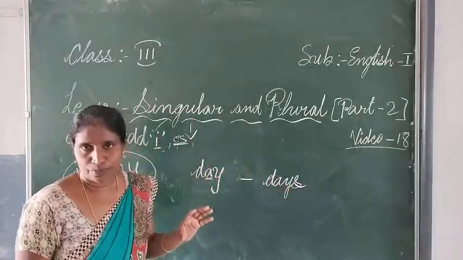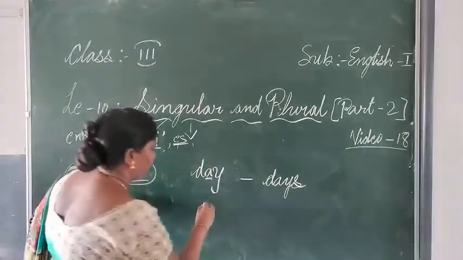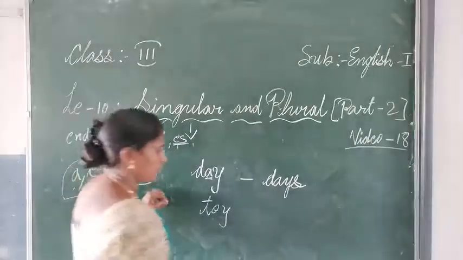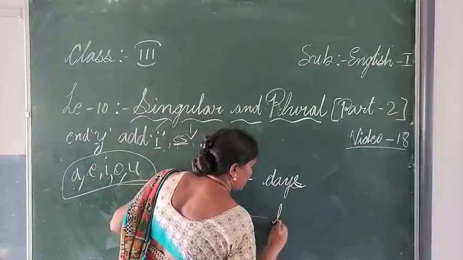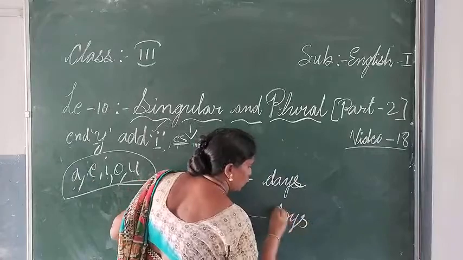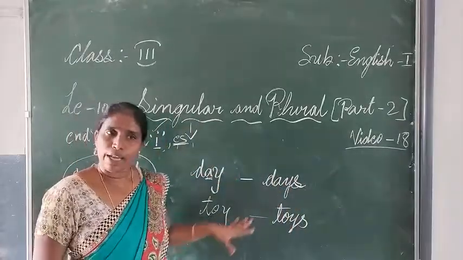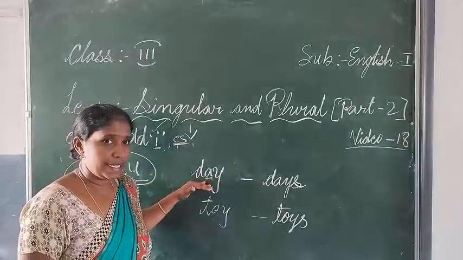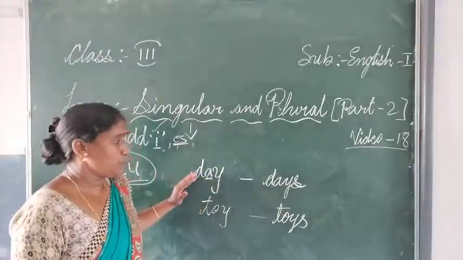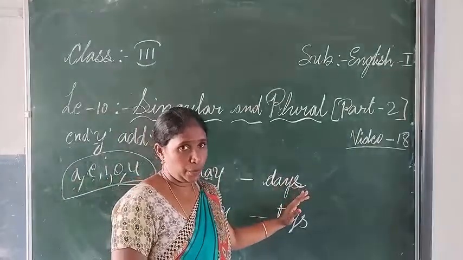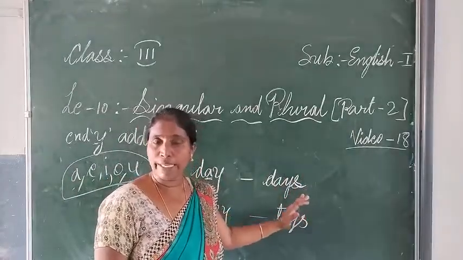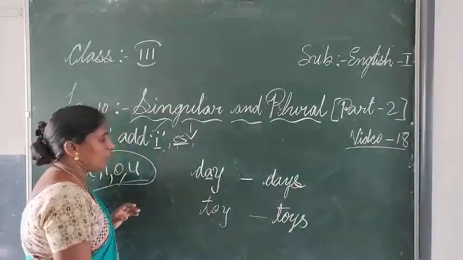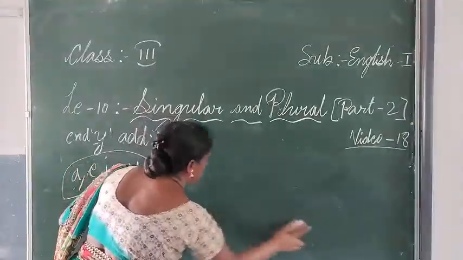That is enough. Like this only, toy. T-O-Y. And O is a vowel. So what will we be writing here? T-O-Y-S, toys. Is it clear? Like this, remember every time, if a vowel is there before the y, any of the vowels, you need not change y into I in a plural. Only you have to add S. Till here, is it clear? I hope so. Now, the next one we will be seeing.